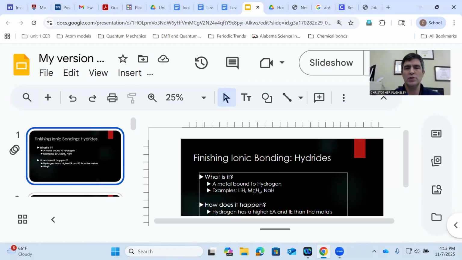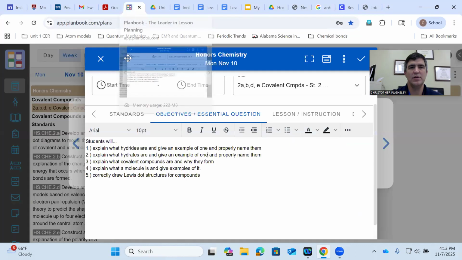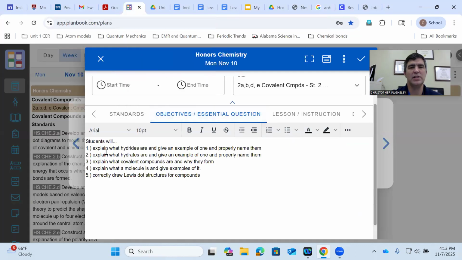All right. So what we're doing is, before we get to those, we are going to finish up some of the ionic bonds. And so right here are our standards that we're learning today. Explain what hydrides are and give an example of one and properly name them. Explain what hydrates are, give an example of one and properly name them. Explain what covalent compounds are and why they form.